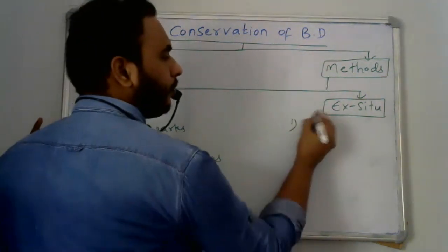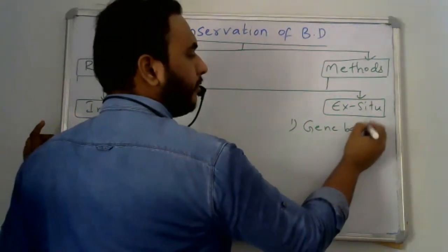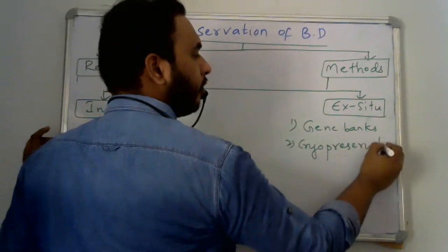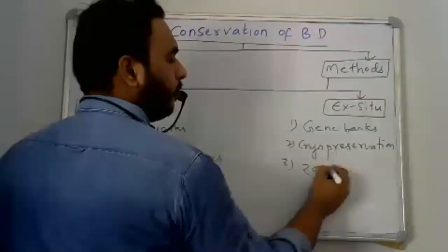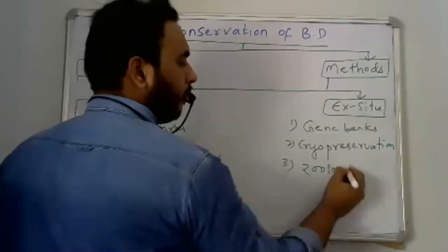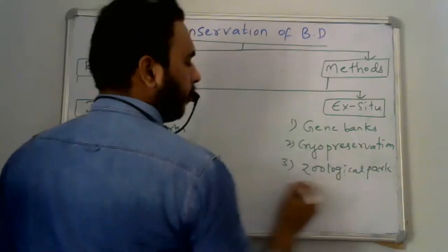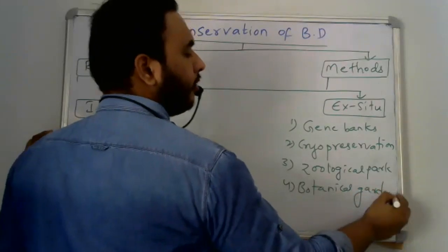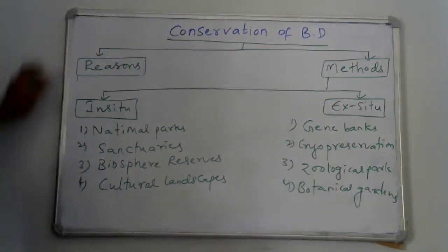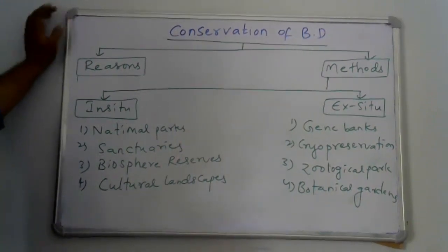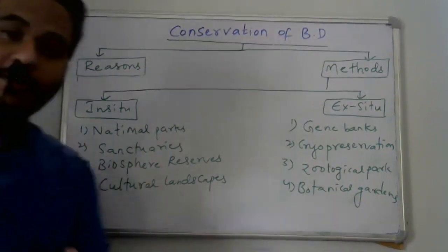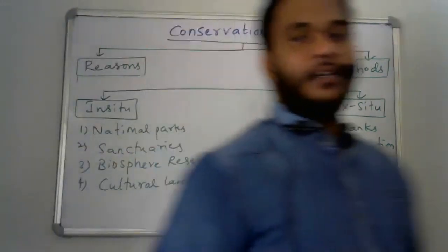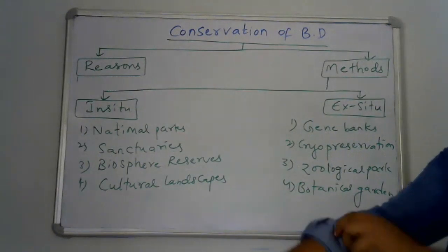And coming to ex situ conservation: gene banks, cryopreservation, geological parks and botanical gardens. So these all come under ex situ conservation. The classification about national parks, sanctuaries and biosphere reserves, in detail I have explained already. So this is all about conservation of biodiversity.